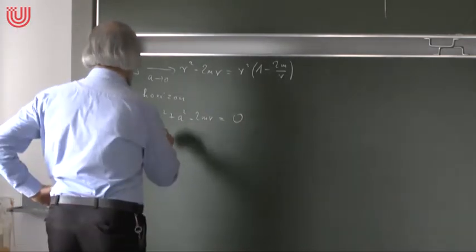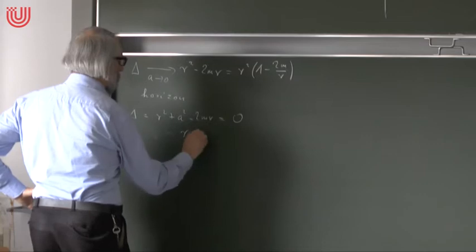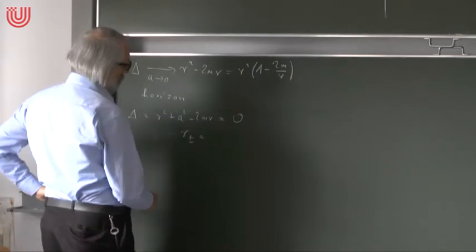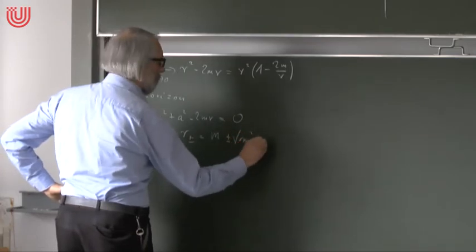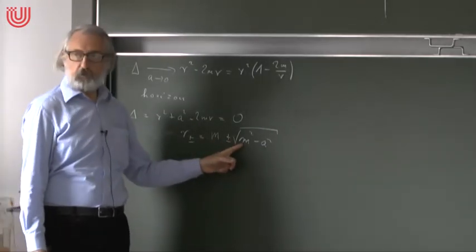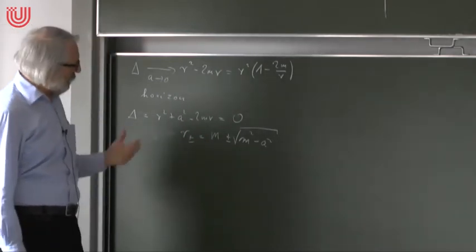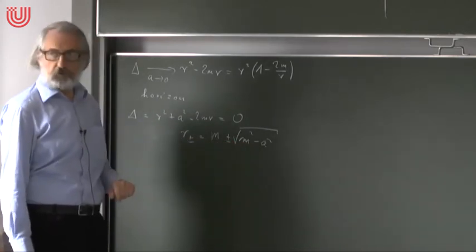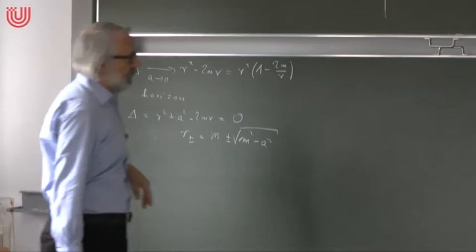So let's solve this. The solution of this equation is r plus minus. From this coefficient I have to take minus 1/2, so this gives an m, and then plus minus the root of m squared minus a squared. So we see we have two real solutions if a is smaller than m. I have a double zero if a is equal to m, and I have no real solution, neither positive nor negative, for a squared bigger than m squared.